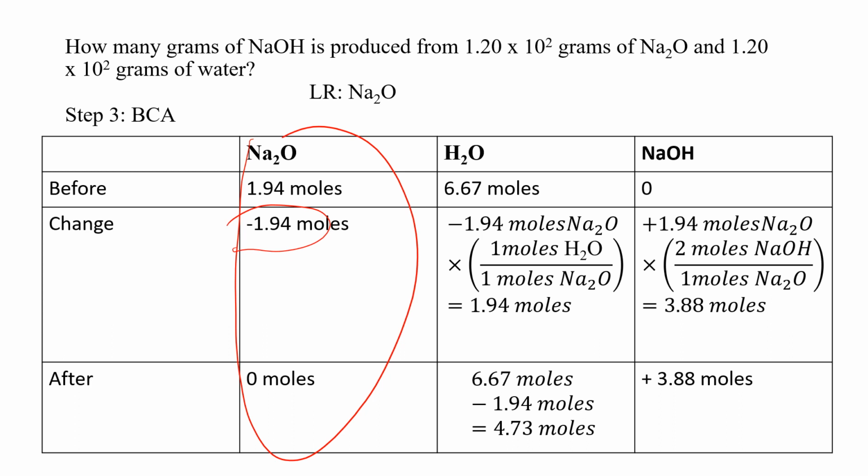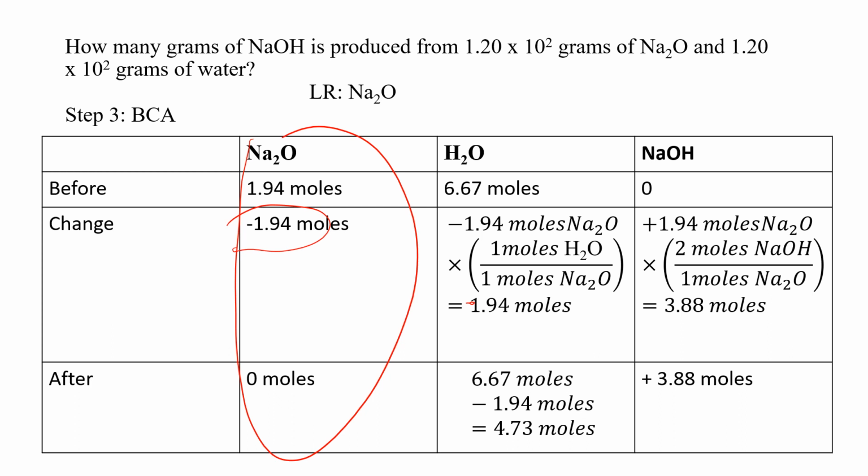In order for you to convert from chemical A to chemical B, basically from one chemical to a different chemical, you will need to go through the mole ratio from your balanced chemical reaction. So it will be minus 1.94 since I'm consuming moles of sodium oxide. The mole ratio between water and sodium oxide is 1 to 1. Therefore, negative 1.94 moles will be the change. Because it's consumed, don't forget that negative over here.